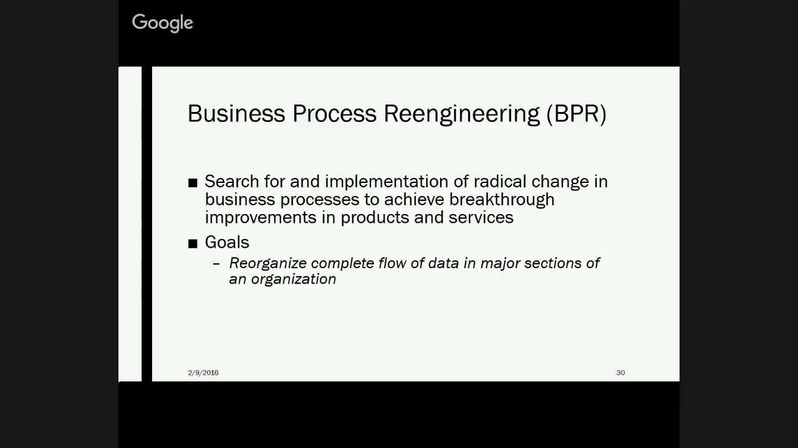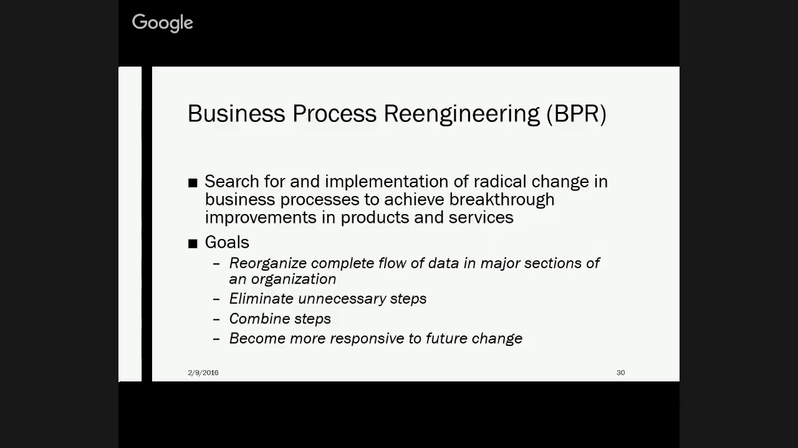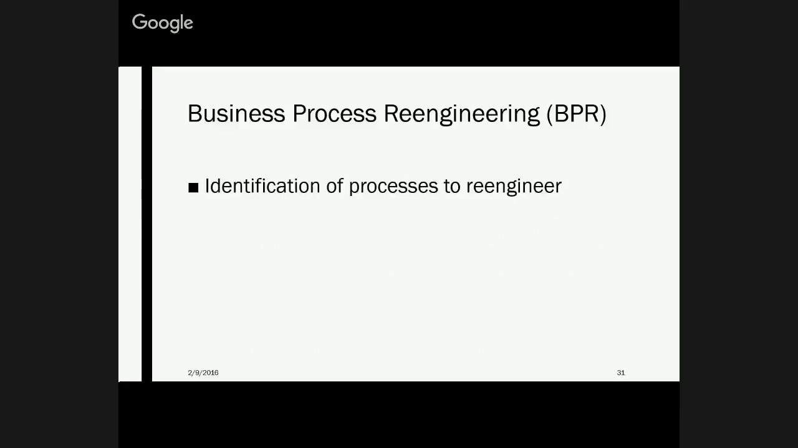So, goals. Reorganize complete flow of data in major sections of an organization. So don't try to refine the bank teller process. Try to completely reinvent the bank teller process. Eliminate unnecessary steps. So, eliminating one step out of 10, I wouldn't say that's blowing the thing up, but if you could really cut like half the steps out of a process, combining kind of works with the eliminating. And then can you develop a system that's more responsive to future change?